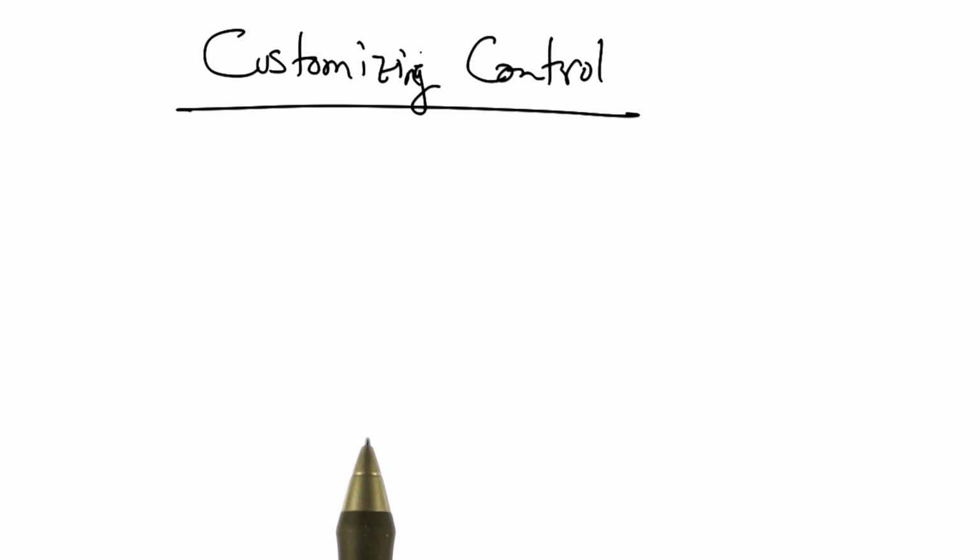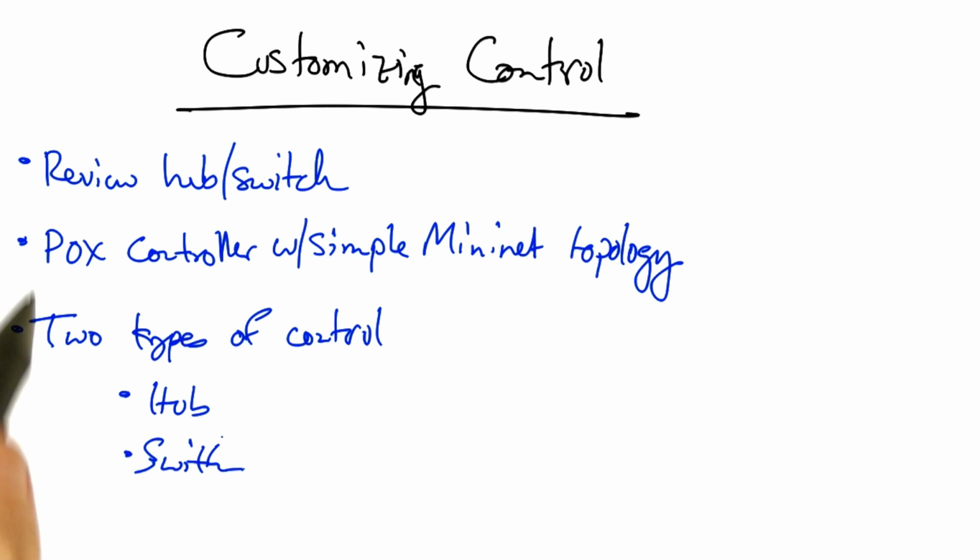In this lesson, we will learn how to write control programs to customize network control. We will review the operation of a hub and a learning switch. Then we will explore how to use the POX controller to create a simple Mininet topology. And then we will explore how to customize the POX controller to perform two types of network control.